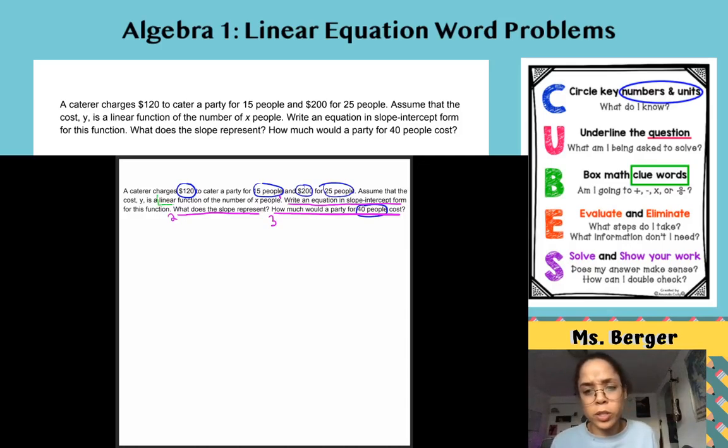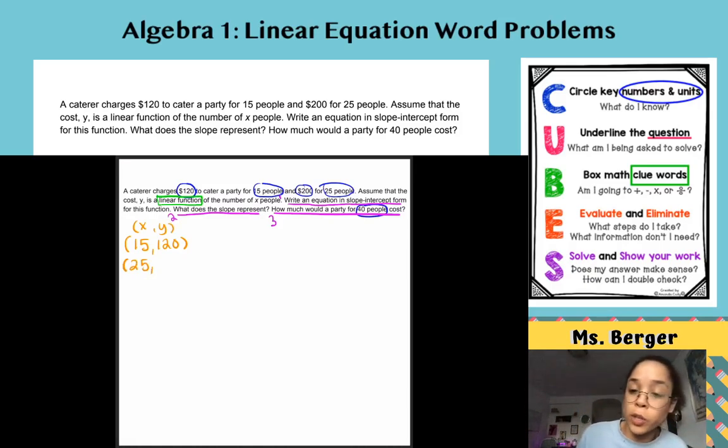We don't always have 3 questions. These examples just happen to. Our clue word here is linear function. We want to know that we're writing a linear function. Now, while we're evaluating this problem, we want to remember that this 15 people for $120 and these 25 people for $200, these are our x and y pairs. So I'm just writing down our given information, which is those x, y pairs. X is people and y is cost. I know that because it says it in the problem.